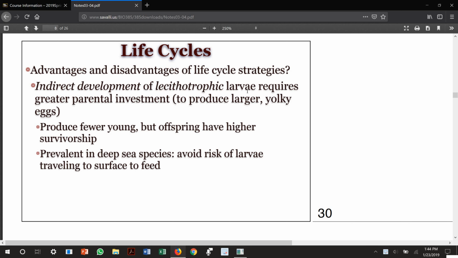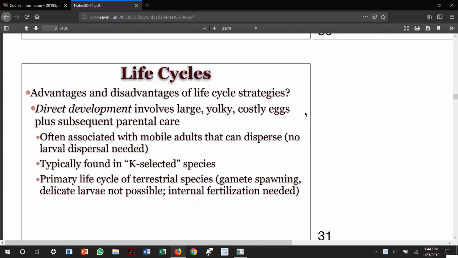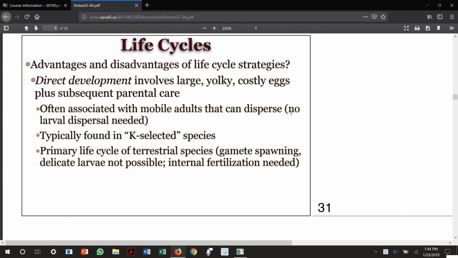Okay. And then the final type of life cycle is direct development. Again, in direct development, you're relying on large, costly eggs. There may be additional parental care as well if you retain those eggs in your body, for example, or in other ways provide for care. Direct development is usually associated with mobile adults that can move around on their own. So that means you don't need the young to disperse because you're the dispersing stage.